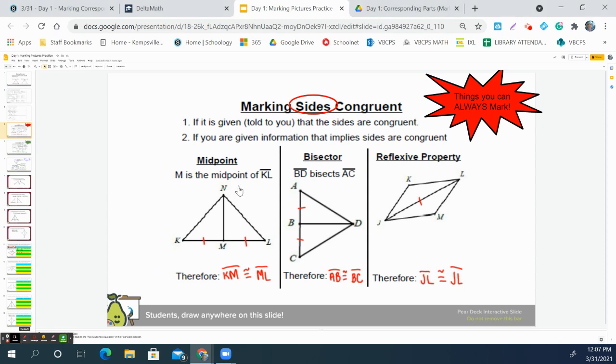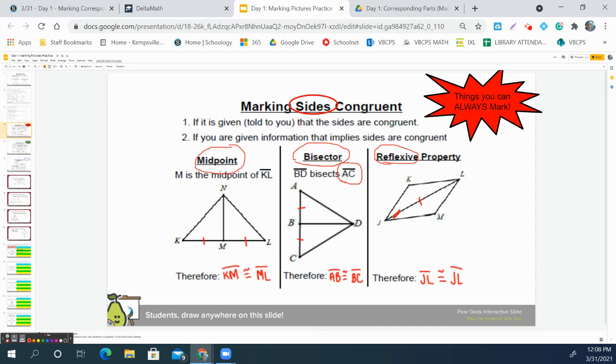So in the vocabulary, we know the "so what" from midpoints are segments. We know the "so what" from bisectors could be segments or angles. But here, because I'm bisecting a segment, I'm cutting this thing in half. AB and BC are congruent. And then we've got reflexive sides. You have the reflexive property in algebra. In geometry, what it looks like is this side for K is adjacent to that same side for M.